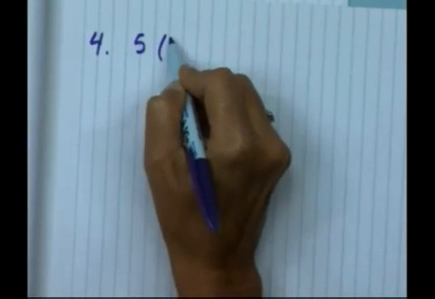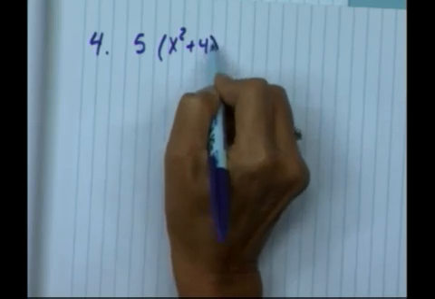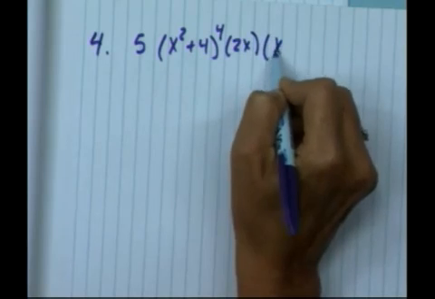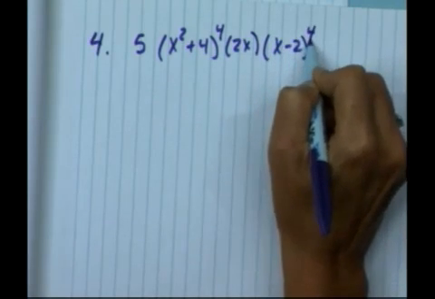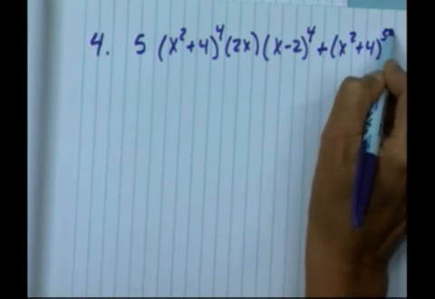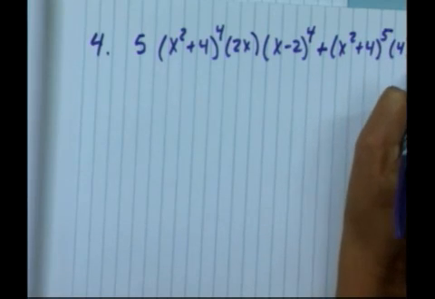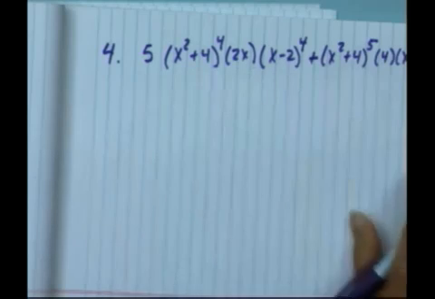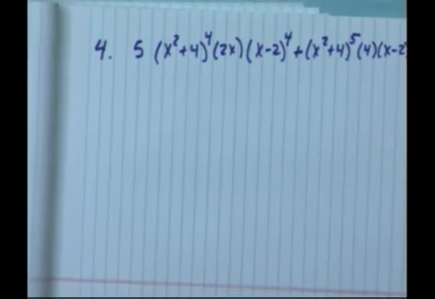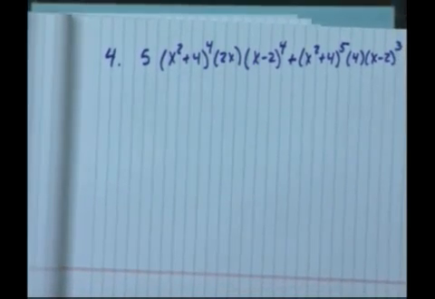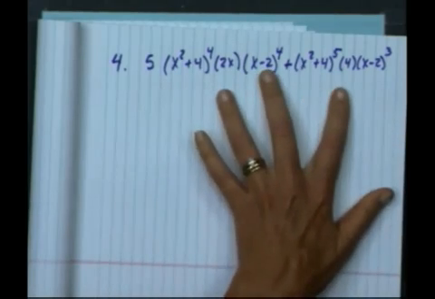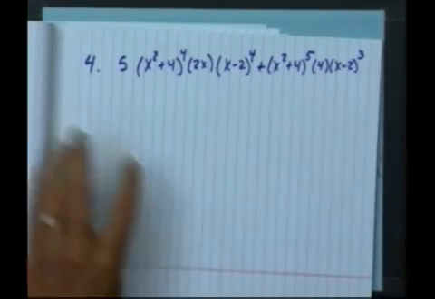5 times x squared plus 4 raised to the 4th times 2x times x minus 2 raised to the 4th plus x squared plus 4 to the 5th times 4 times x minus 2 cubed. Now, I just want to tell you that these problems were made up by taking some functions using the product rule to find the derivative. So in calculus, you're going to work a problem and you're going to have this huge mess, and you're going to have to factor it.